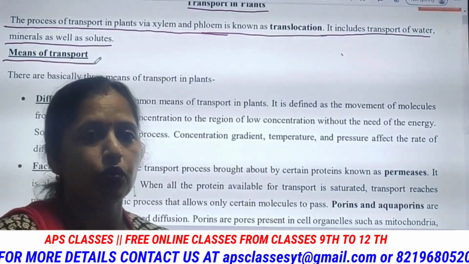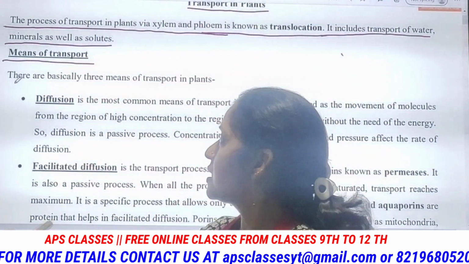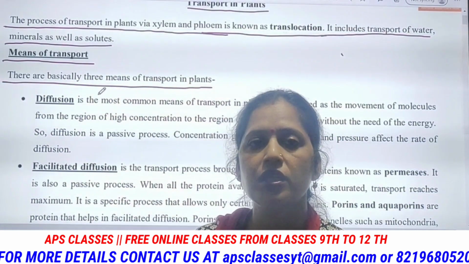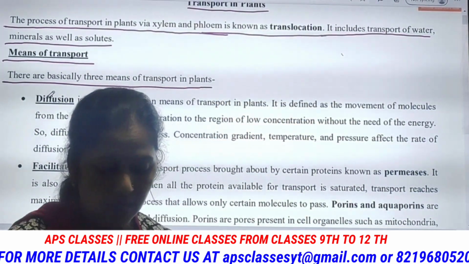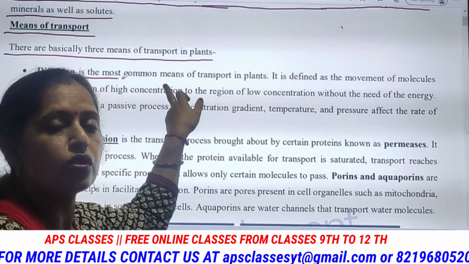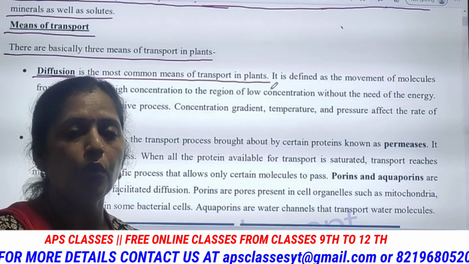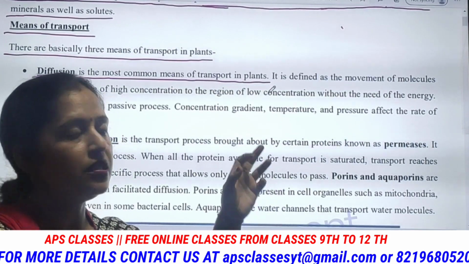Means of transport. What are the various means of transport that take place in plants? There are basically 3 means of transport in plants. First is diffusion. Diffusion is the most common means of transport in plants. The most common and important method of transportation in plants is diffusion.